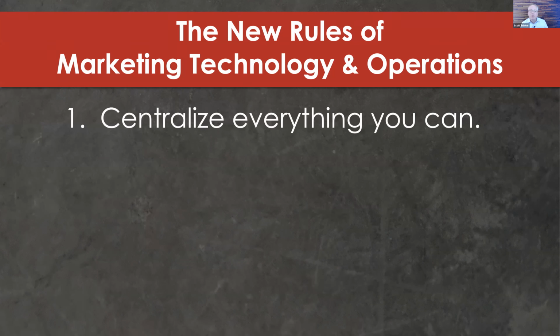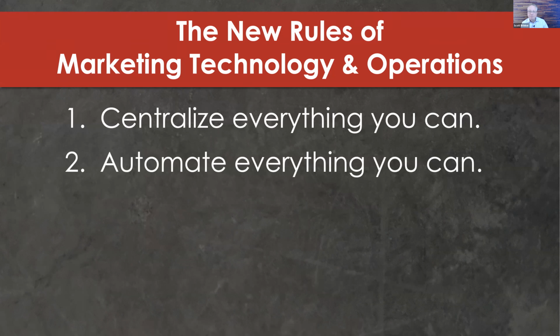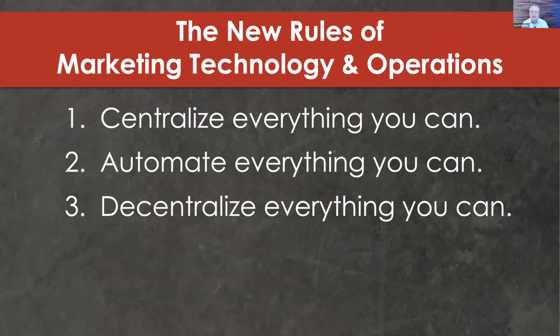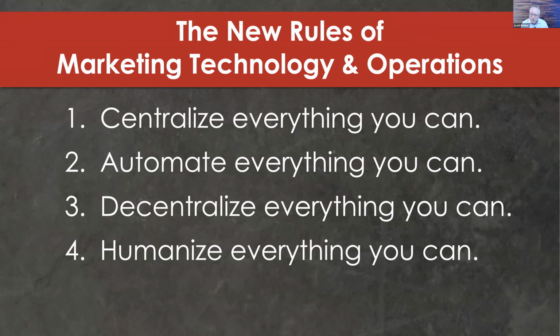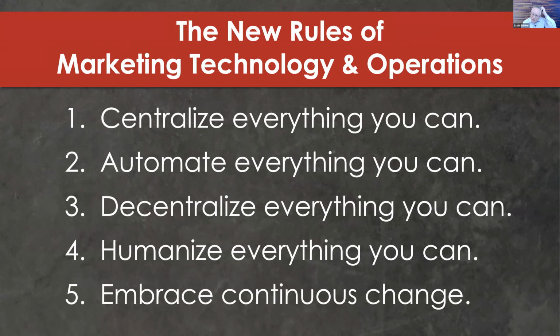Five very simple rules. First, centralize everything you can. Second, automate everything you can. Third, decentralize everything you can. And then fourth, humanize everything you can. Oh, and continually embrace change.